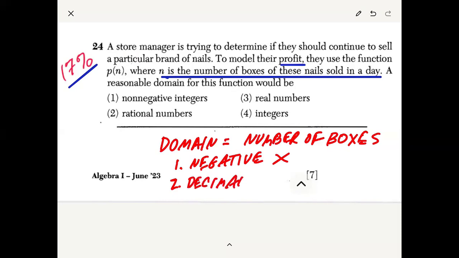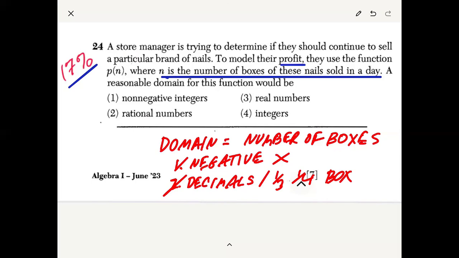And what I mean is, can you sell a tenth of a box or a third of a box or a fourth of a box? Can you sell that? And most of the time you can't. You're just selling boxes, right? So negatives don't work, decimals don't work. So any one of these categories of numbers that have negatives or decimals, you've got to get rid of. So the first one is actually the answer, non-negative integers. There are no negative numbers and no decimal numbers.